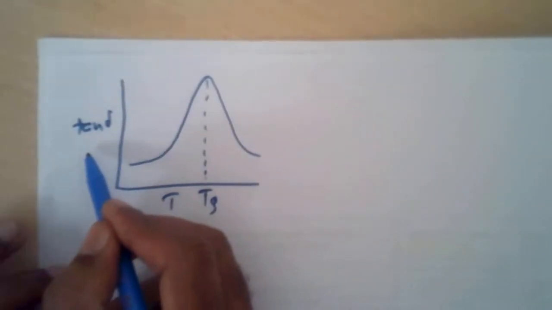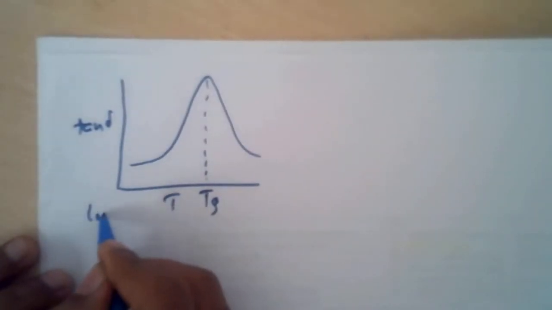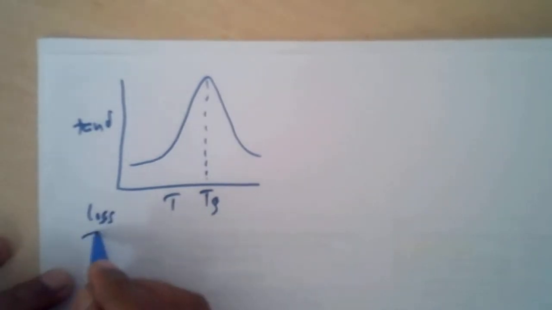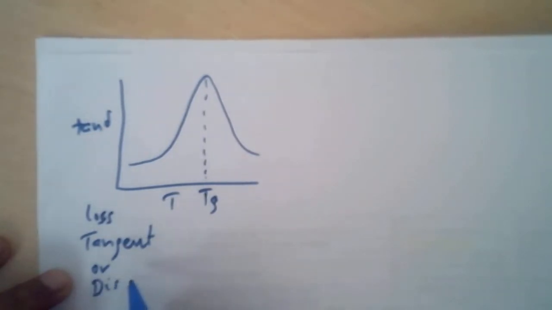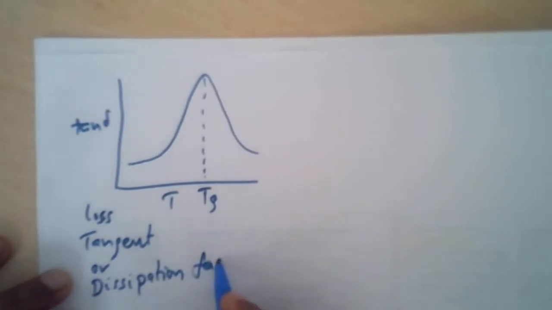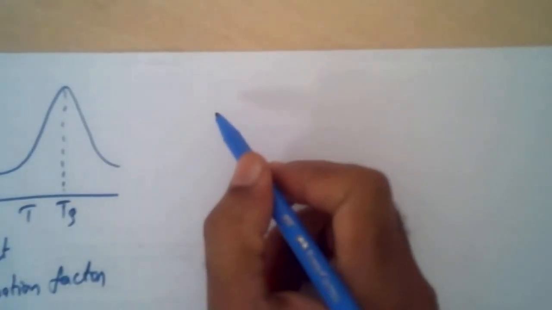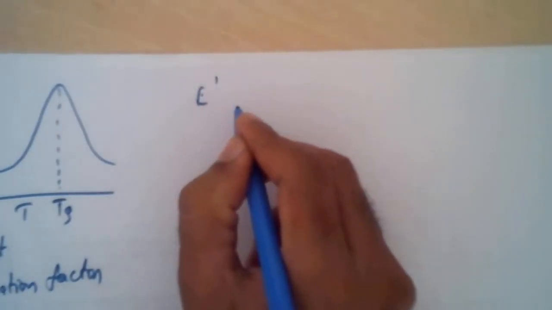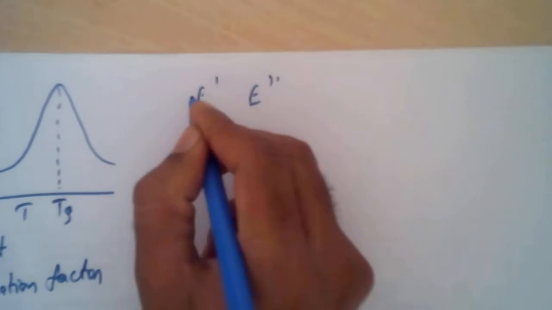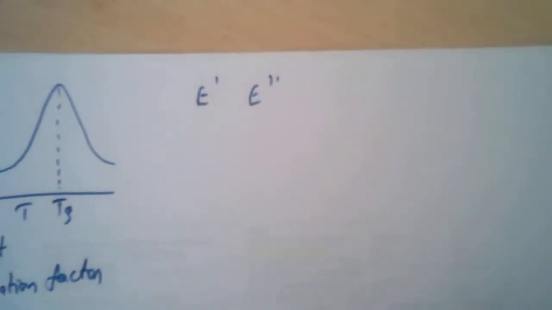This tan delta is also known as loss tangent or dissipation factor. So we'll discuss how this E prime and then E double prime is measured.